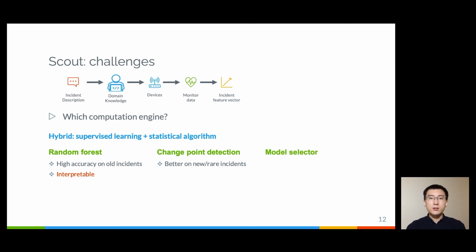So then how to merge these two algorithms together? As we said previously, if the incident is recurring or common, then the random forest algorithm has high accuracy. So we can let the incident itself tell whether it is a new or old incident. The selector uses meta-learning to identify new incidents. If the selector thinks it is a recurring incident, it will send the incident to the random forest model. Otherwise, it will call the change point detection algorithm. So at last, we can call the corresponding computation engine and get the classification result.